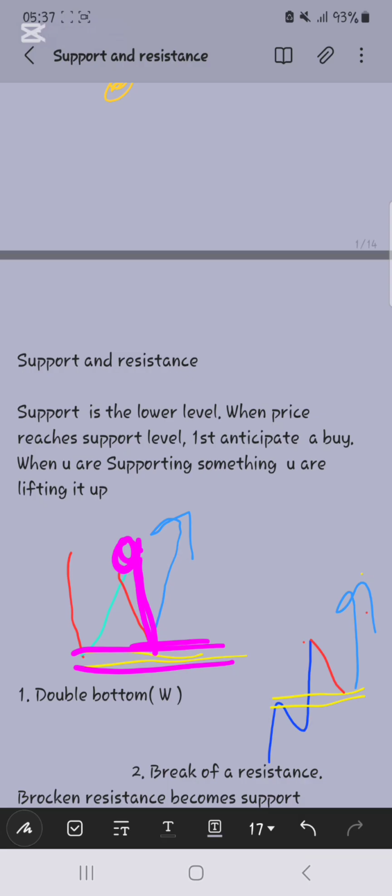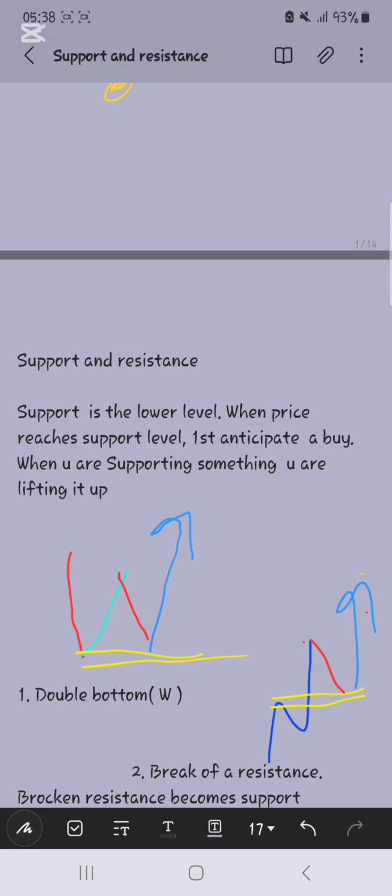So when price reaches a support level, what you have to first anticipate in your mind is that you are going to buy. You are anticipating a buy. We haven't gone much further into the detail, but what you have to keep in mind is that when the market is approaching a support level, we have to buy. You can just know what a support is, to know that you are reaching a support area.